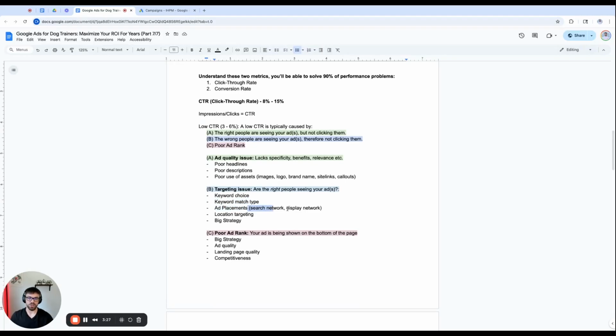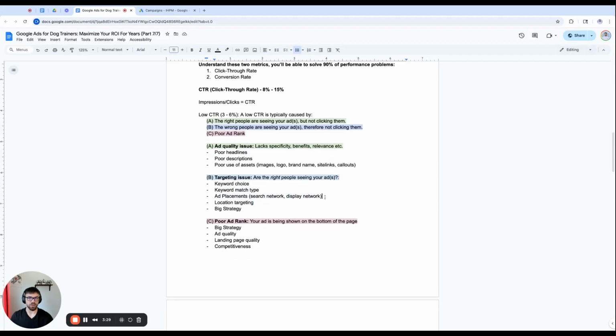Ad placements like search network and display network, just a lot of low quality inventory. Location targeting. So if you are in Dallas, Texas, and you're targeting a 100-mile radius, well, someone who sees your ad that's 100 miles away might see your headline that says dog training in Dallas, Texas, and look at that headline and go, oh, golly, that's 100 miles away. Too far for me. Let me keep scrolling.